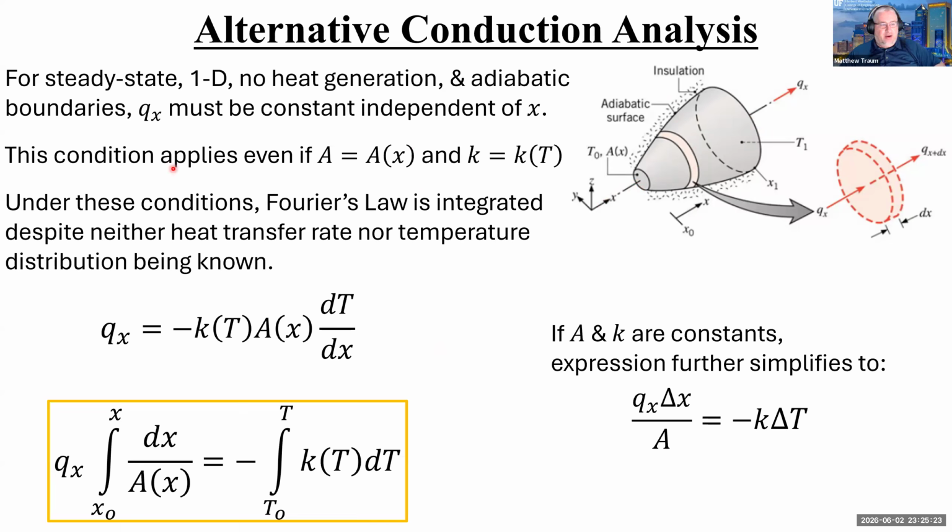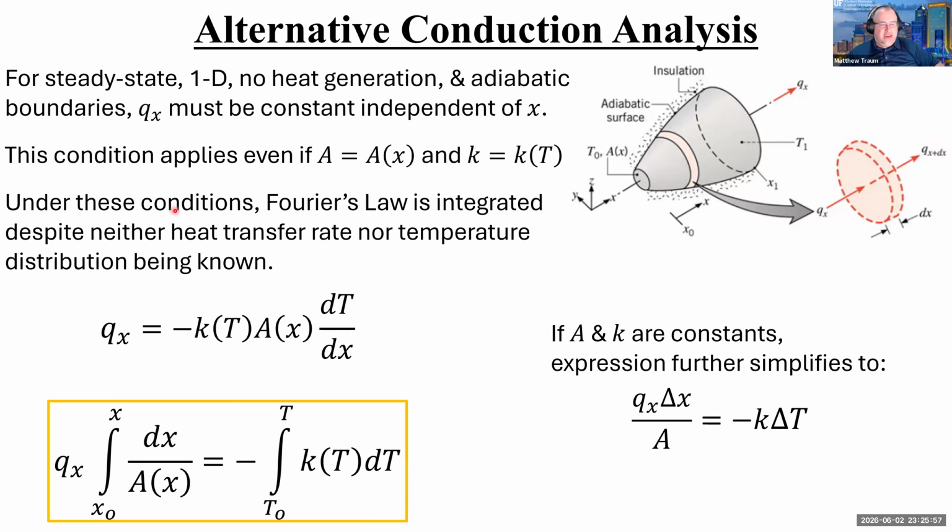And there's some added power here, which is that this condition applies even if the cross-sectional area is changing and even if the thermal conductivity is changing as a function of temperature, right? So you could end up using this technique for situations where cross-sectional area changes, temperature changes, k changes, and end up getting a value even though you've got these more complicated geometries and temperature-dependent thermal conductivities.